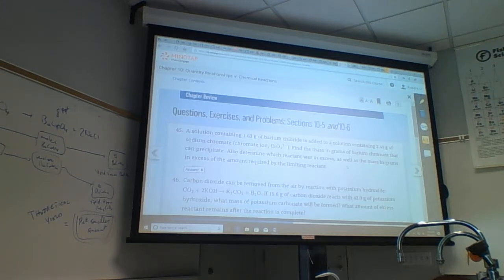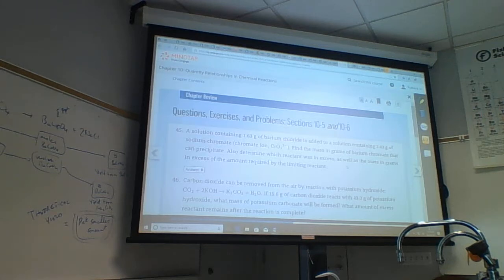And then we're going to do a mole-to-mole ratio. We're going to get 1 mole of barium chromate precipitate for every 1 mole of barium chloride that reacts. The moles of barium chloride cancels there. This comes from the balanced equation over there.